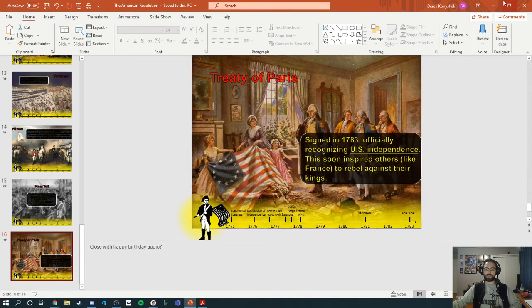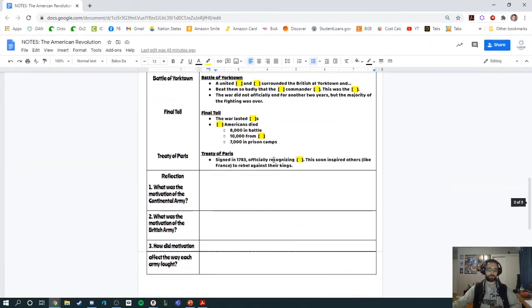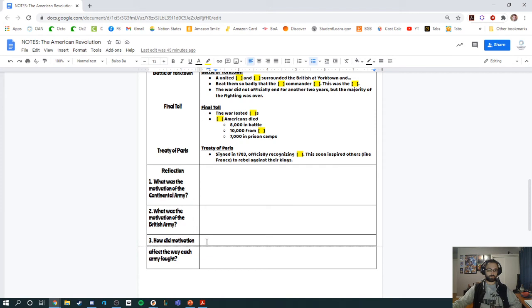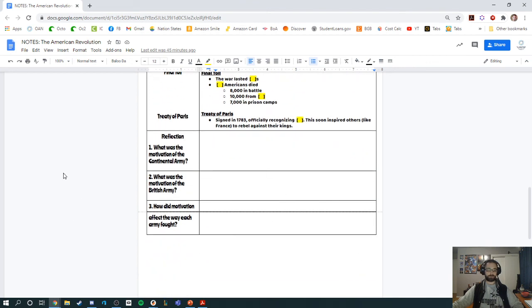I want you to go back to your assignment. You should have all of your blanks filled out at this point, and on the very bottom you will see 3 reflection questions. Number 1 says, what was the motivation of the Continental Army? Number 2, what was the motivation of the British Army? And number 3, how did that motivation affect the way each army fought? Did it help them? Did it hurt them? How? Okay, so take your time, answer these 3 questions. These 3 questions are the main part of the grade for this assignment, so take your time on those.